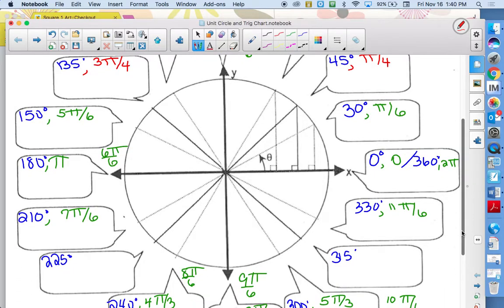Halfway around would be 4 pi over 4, well that's pi. Going down at the bottom, 5 pi over 4. 6 pi over 4 is 3/4 of the way around. And then 7 pi over 4 is 315 degrees. 8 pi over 4 is 2 pi.